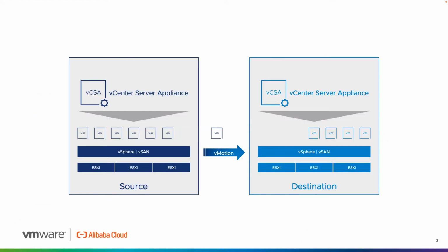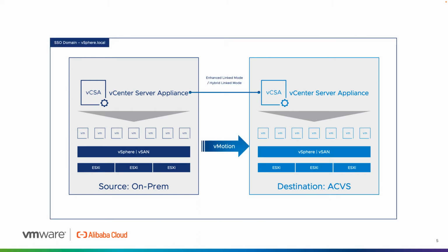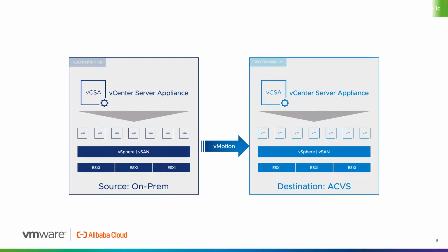vMotion enables the live migration of a running virtual machine from one ESXi host to another. It can also facilitate the migration between ESXi hosts which are managed by different vCenter servers. Earlier, there was a need for the source and destination vCenter server to be in the same single sign-on domain. However, with the advanced cross vCenter server vMotion, which was introduced in vSphere 7 Update 1, you can migrate virtual machines across vCenter servers that are part of different single sign-on domains. With this, you can export or import a virtual machine from the source vCenter server to the destination vCenter server.